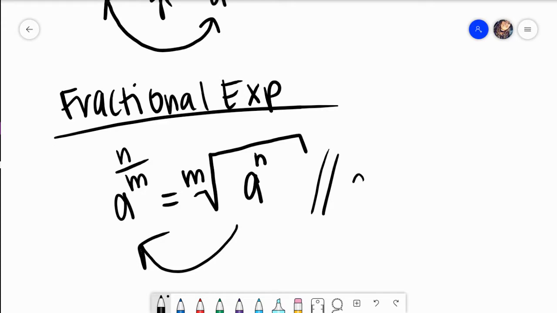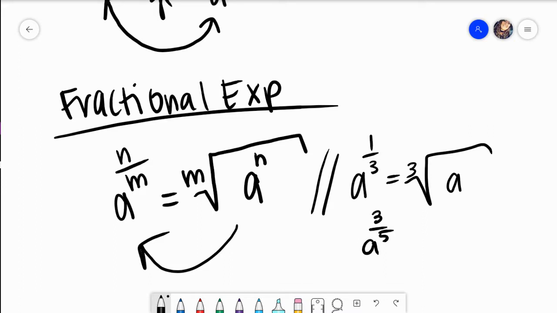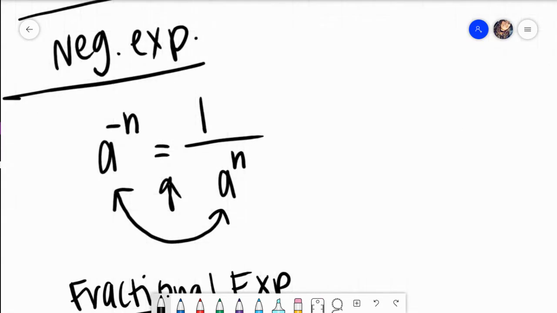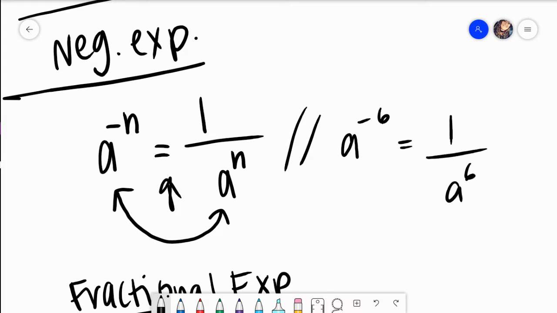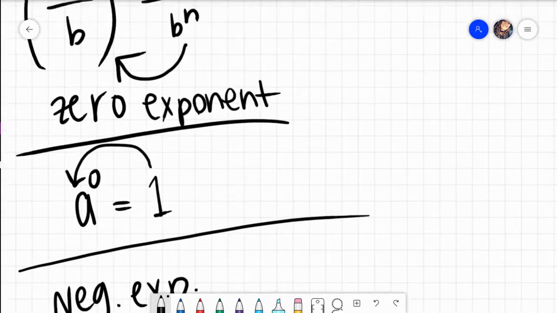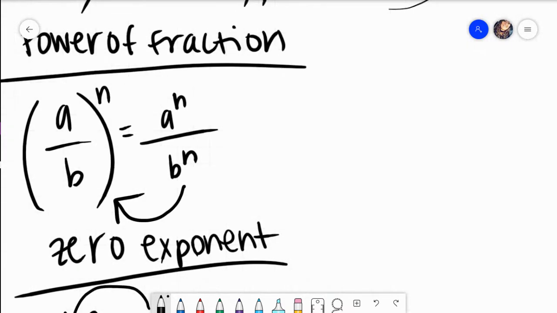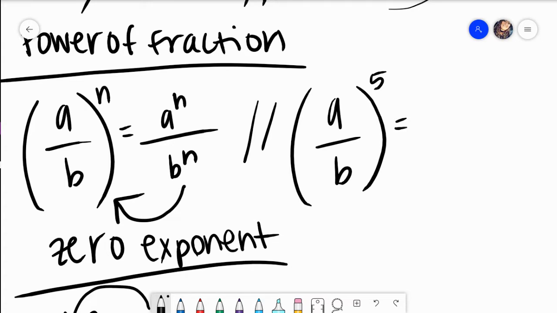So an example of this would be a to the 1/3 could actually be written with the denominator as your root and the 1 as your exponent. A to the 3/5, denominator root, numerator exponent. A to the -6th, 1 over a to the 6th. Usually this is the more proper way to write it because you never want negative exponents. Fifth, b to the 5th.